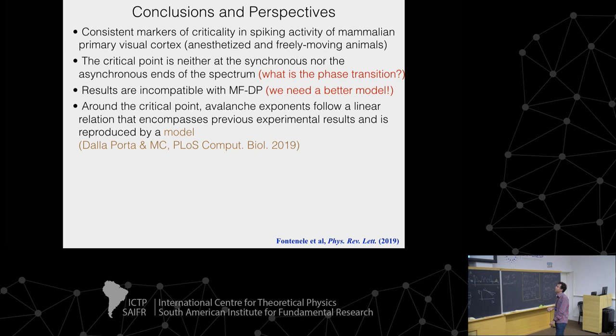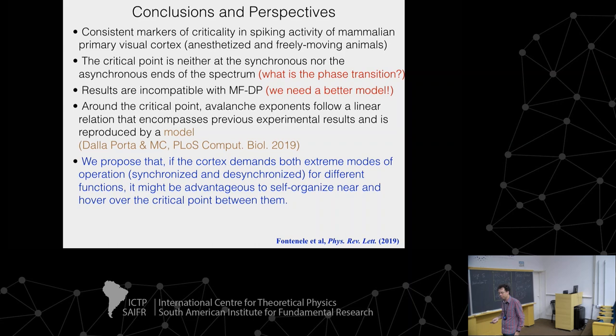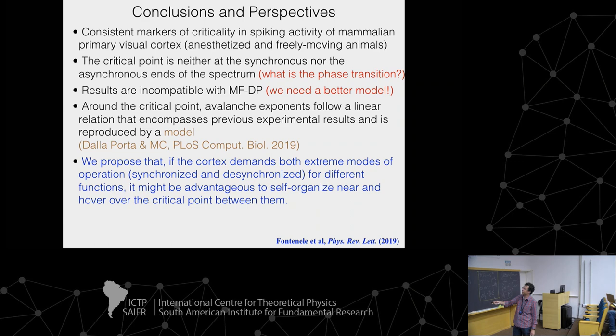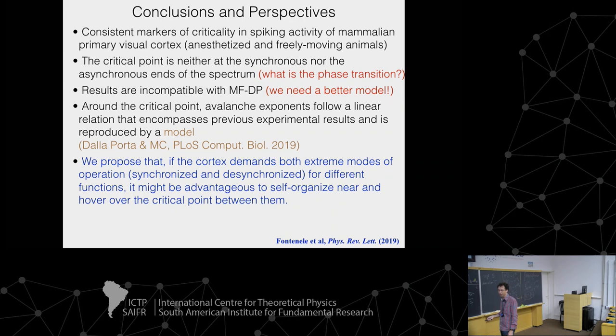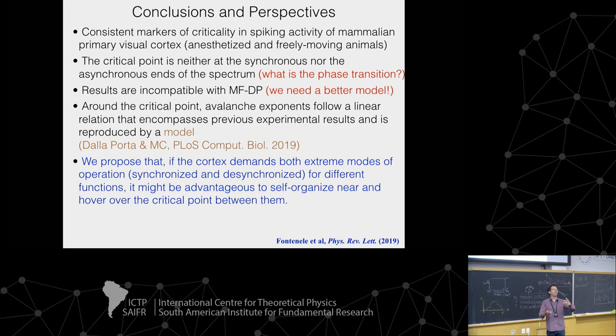Around this critical point, avalanche exponents follow a linear relation that encompasses previous experiment results and is reproduced by a model, the cross model. So now the criticality thing becomes a little bit strange. You can understand our results along these lines: if the cortex demands both extreme modes of operation, synchronized and desynchronized, for different functions, it might be advantageous to self-organize near and hover over the critical point between them. So this is the most parsimonious interpretation of criticality, if you want. It's not my favorite one, but it's the most parsimonious. Say, fact of life, experimental data: when you are in slow wave sleep, you are very synchronized.